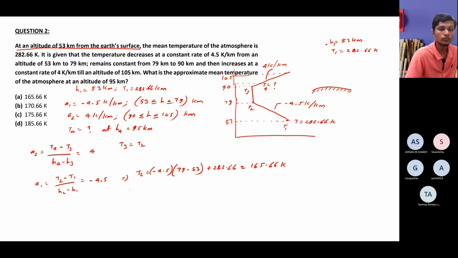Now we have T2, so let's solve for T4. T4 is a direct substitution again in A2. T4 equals 4 times 95 minus 90, this is the difference in altitude, plus 165.66. That will give you 185.66 Kelvin. So the answer is D. Okay.